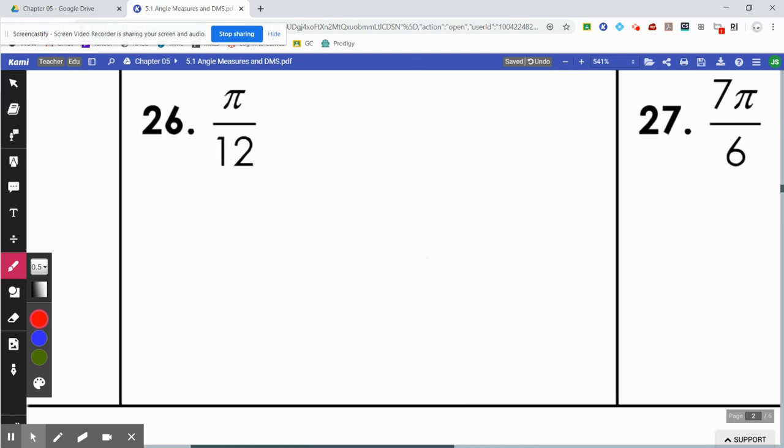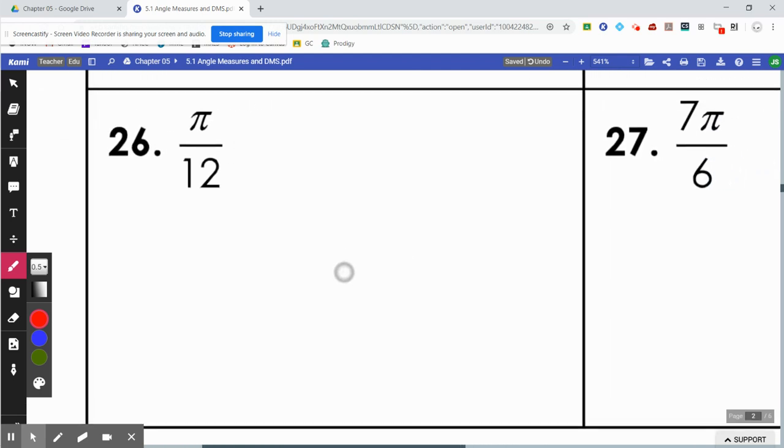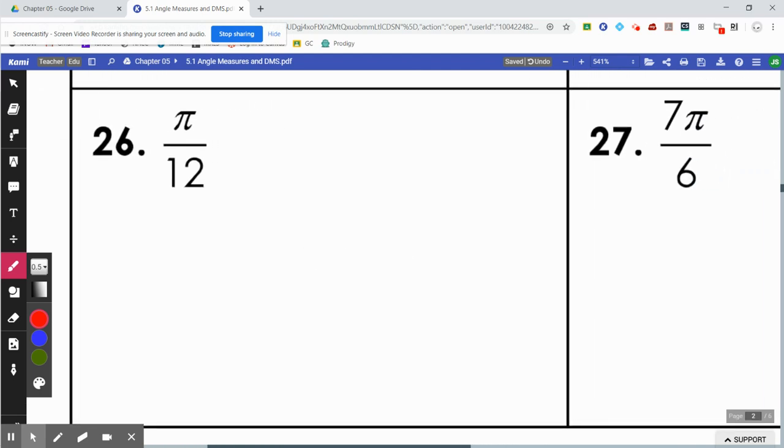Number 26. Again, pi over 12. Now, we can do this a little bit different. We could change them to degrees, but we want our answers to be in radians here. So what we're going to do, we're going to add a rotation. And again, instead of adding 360, remember that our rotation is 2 pi, which is the same thing as 360. So we're going to add 2 pi. The way we're going to do that, we're going to find a common denominator, multiply top and bottom by 12. Gives me a 12 on the bottom and a 24 on top. Now we can add that rotation.